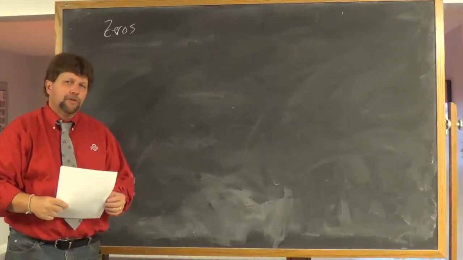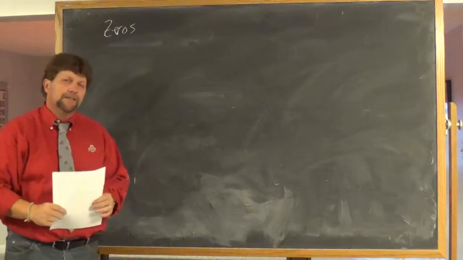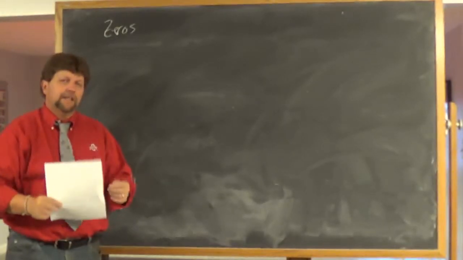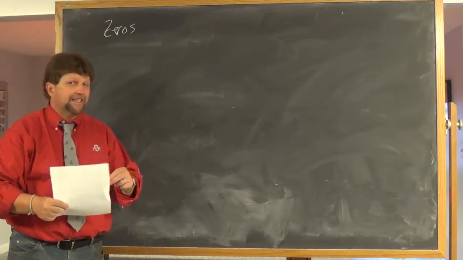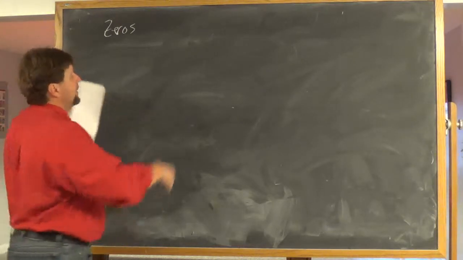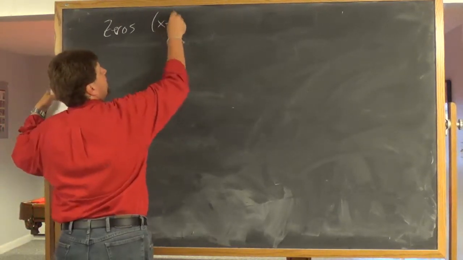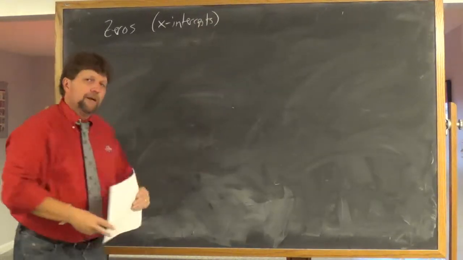Okay, as we pursue more in-depth study of polynomials, you're going to learn about these things called zeros. Keep in mind that zeros of a function are nothing more than the values where the function is equal to 0. In other words, graphically, they're the exact same thing as x-intercepts.